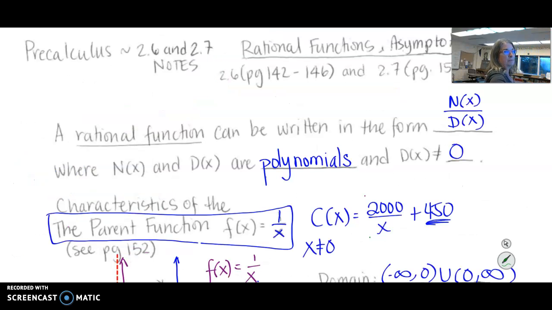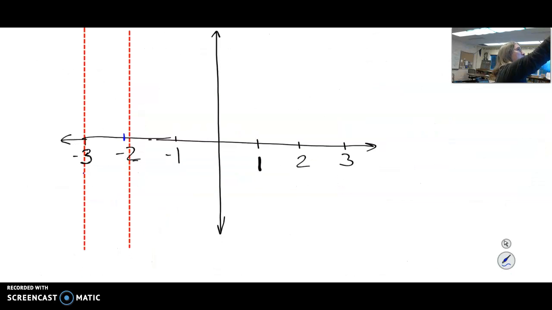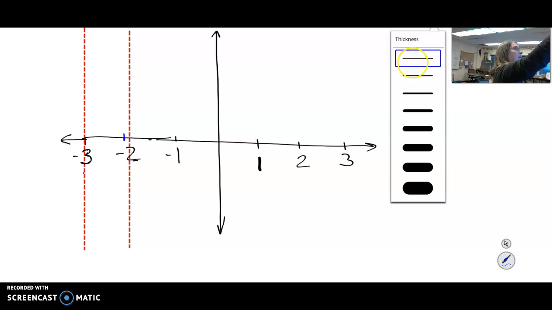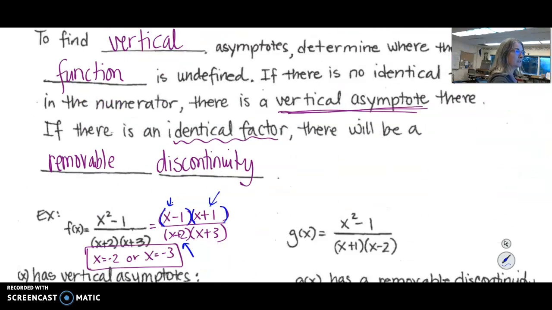Oops, I'm going the wrong direction. So we know right now that the graph is going to approach negative infinity as we approach -2, as we approach that asymptote from the left. Now we're going to see if it's going to positive infinity or negative infinity on this side of -2. So like -1.9 would be a good choice. So let's do that.